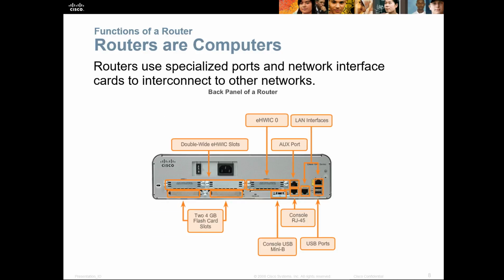This is how a router looks. This happens to be a 2941. It's a 2U unit. It has two 4GB flash card slots for long-term storage. It has several EHWICs, so module cards to add in items, has an auxiliary port, an RJ45 port. This one also has a mini B USB console port, which those are still very uncommon. And we have 2 gigabit LAN interfaces and 2 USB ports. Cisco routers can be different depending on the model and the need. So this is just one example.